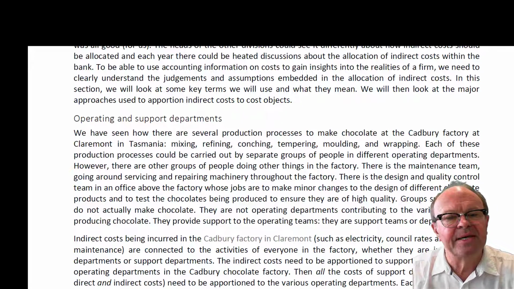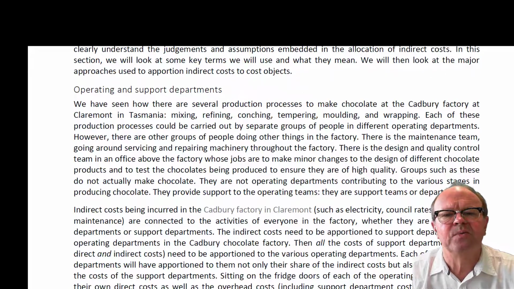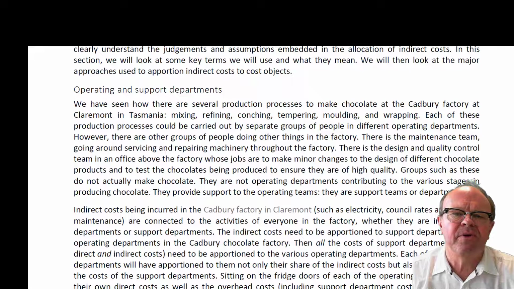To be able to use accounting information on costs to gain insights into the realities of a firm, we need to clearly understand the judgments and assumptions embedded in the allocation of indirect costs. In this section, we will look at some key terms we will use and what they mean. We will then look at the major approaches used to apportion indirect costs to cost objects.